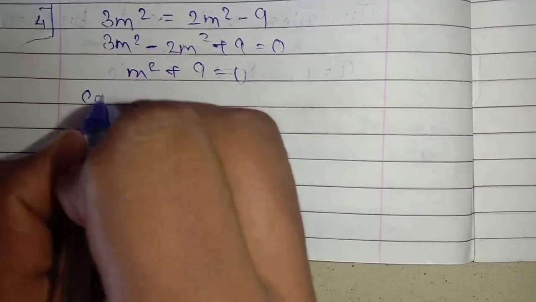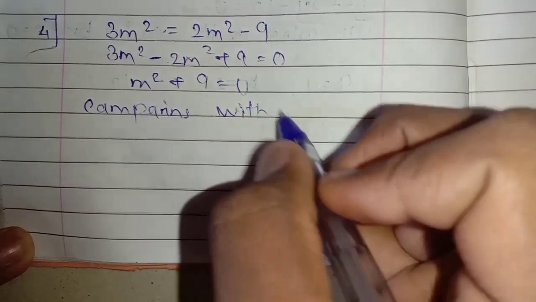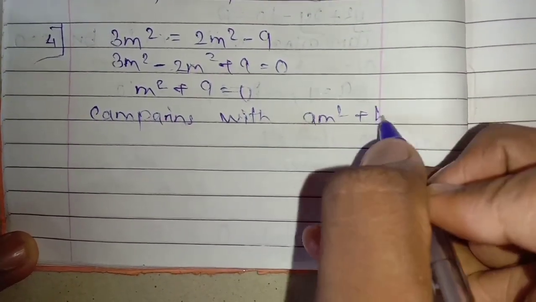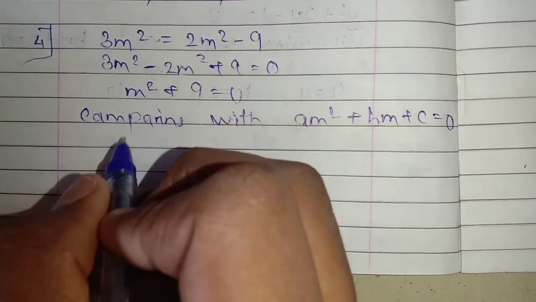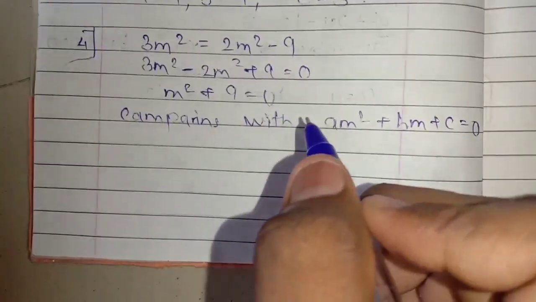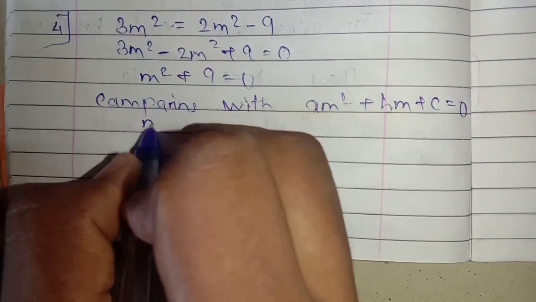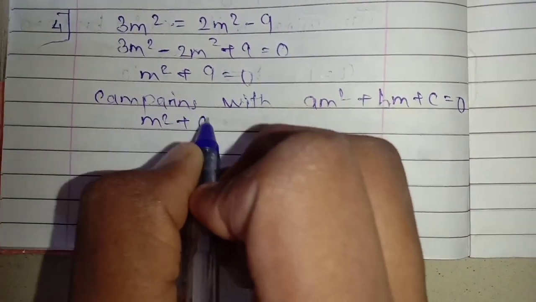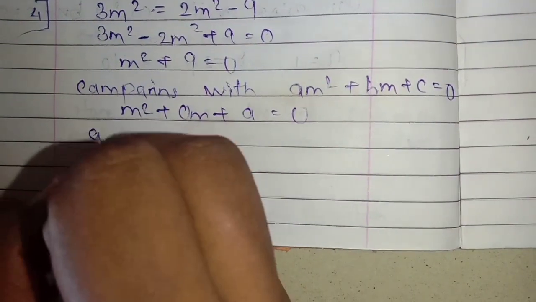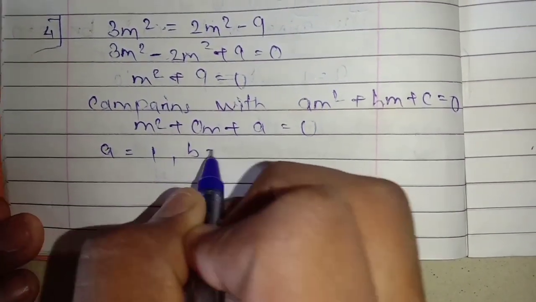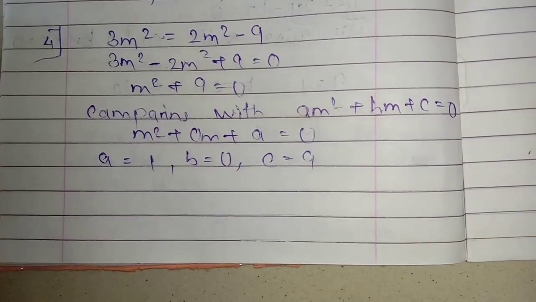So when we compare with am square plus bm plus c is equal to 0, as we know, to assume the b value we will write it as 0m, like this: m square plus 0m plus 9 is equal to 0. Okay, like this we will find. So the a value is 1, while the b value is 0, while the c value is 9. So like this we solved question number 4 also.